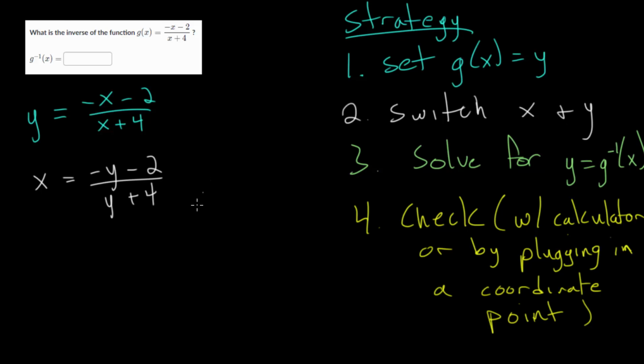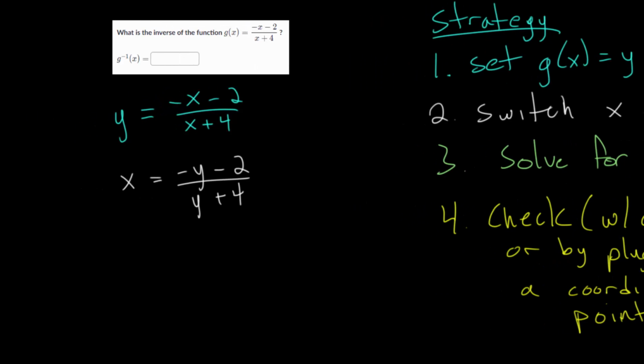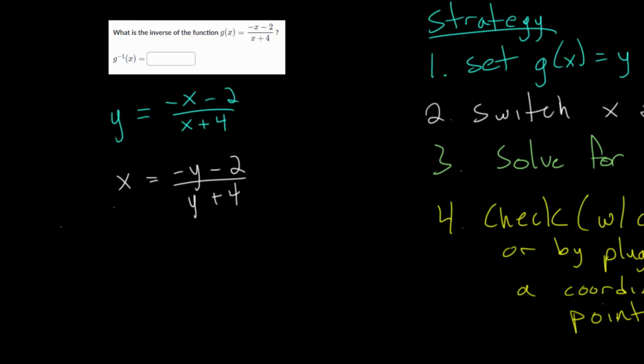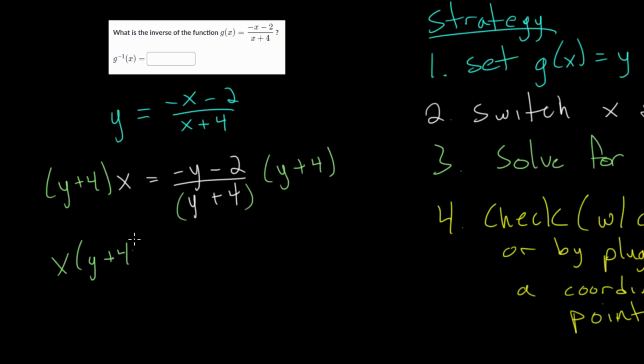So let's multiply each side of the equation by the denominator, this y plus 4. And what we'll notice is that on the right-hand side, the denominator will cancel out with this y plus 4 in the numerator. And we're just going to be left with x times y plus 4 equals minus y minus 2. And now let's distribute here. So we get xy plus 4x is minus y minus 2.